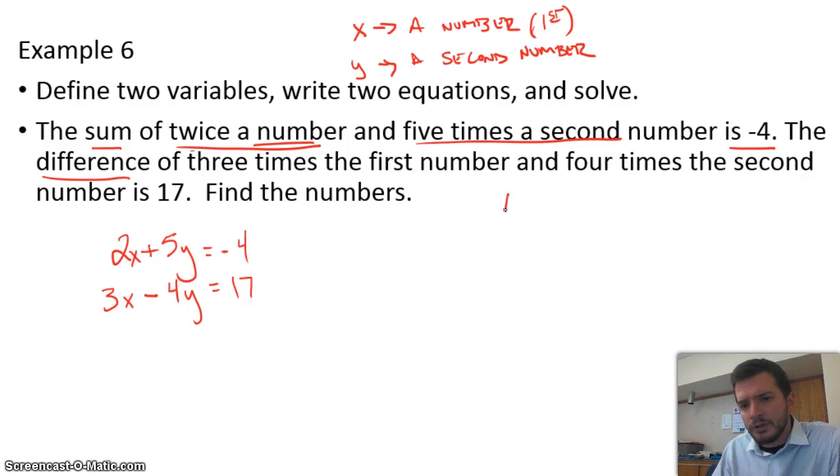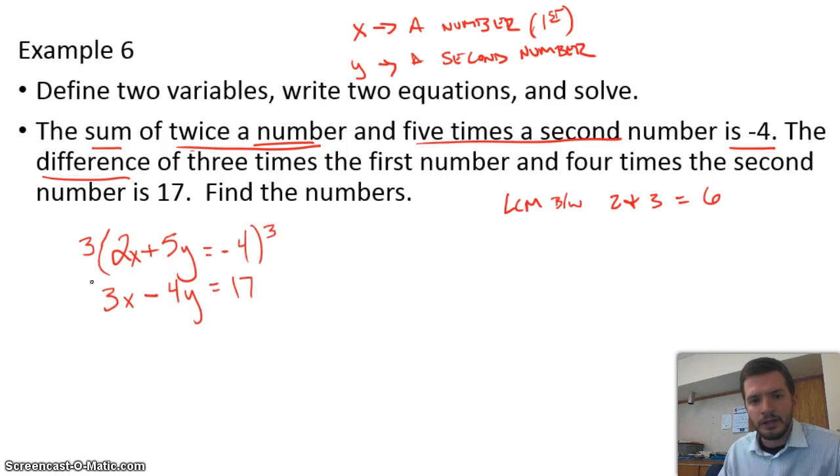So we're looking for the least common multiple between 2 and 3, which is 6. I'm going to do a positive one for the top one and a negative one for the bottom one. So multiply this one here by 3 to get a positive 6x, so 3 on both sides. And this bottom one by a -2 to get a negative 6x.